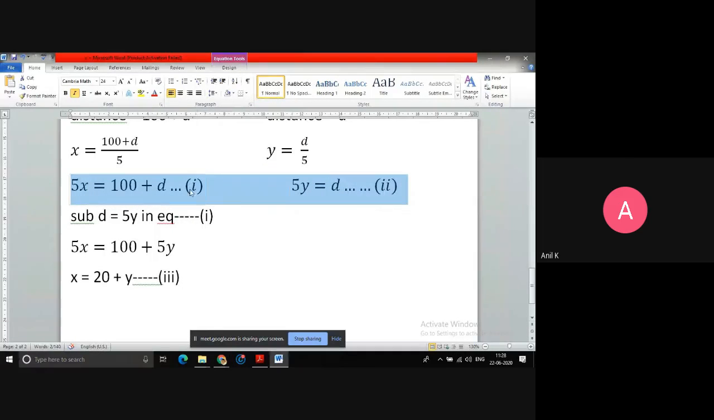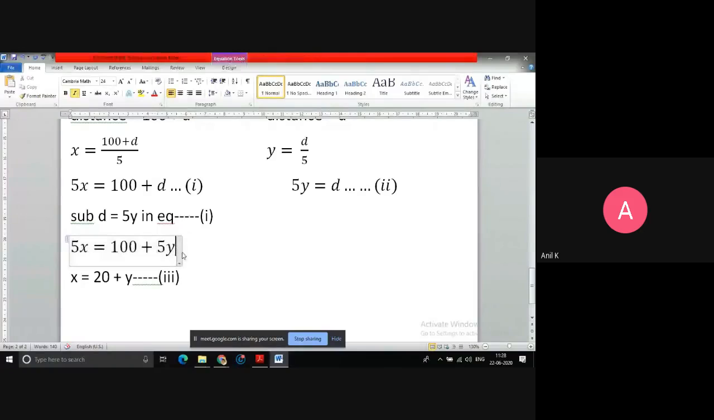Okay, look here, equation 1 is 5x equals 100 plus c. Equation 2 is 5y equals d. So the d value I got is 5y, and here I replace d with 5y. So you get 5x equals 100 plus 5y. This is the same equation as that one, but in place of d, I put 5y because the d value is 5y. Now after getting here, I'm dividing each and every term by 5.